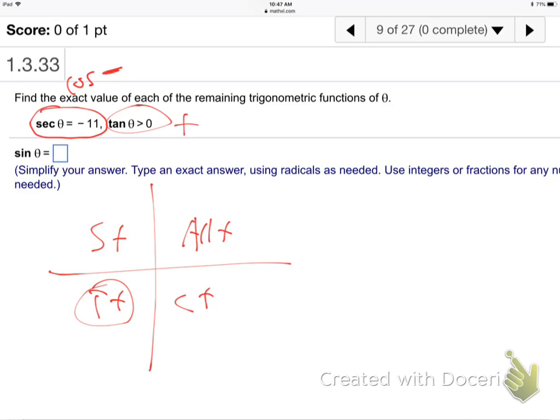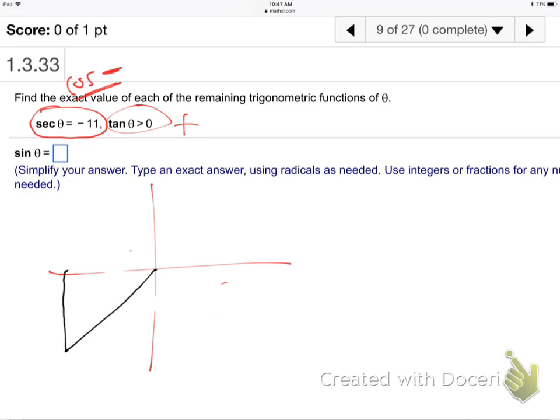Everybody good there? Why aren't we in quadrant 1? Everything's positive in quadrant 1. Cosine's negative, so we're not in quadrant 1. Not in quadrant 4 because cosine's negative. We're not here because sine's positive, but cosine would be negative. So we're in quadrant 3. All right, so now draw a triangle. I just want you to do the first step of drawing the triangle and getting the 3 sides. That's the hard part. The rest is the same. We don't need to do that.